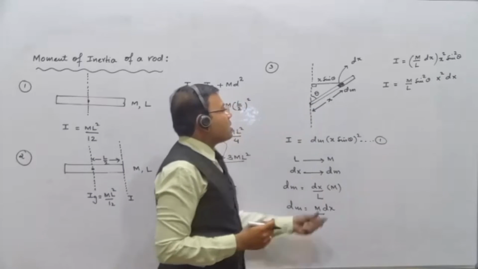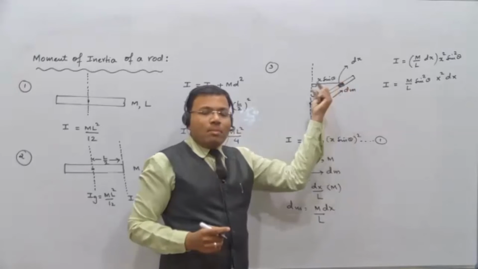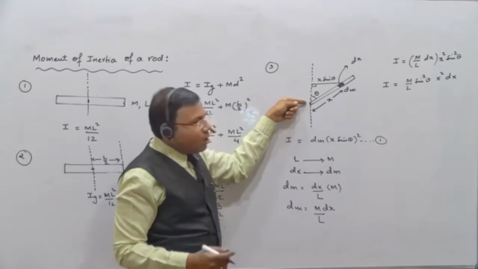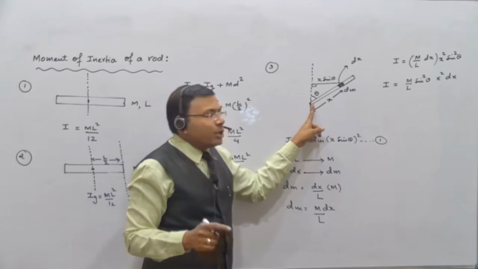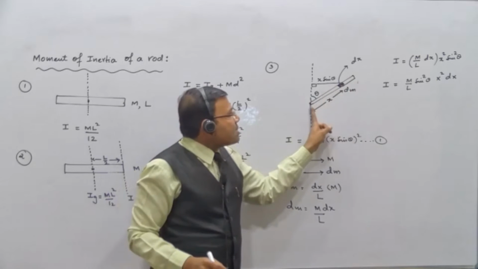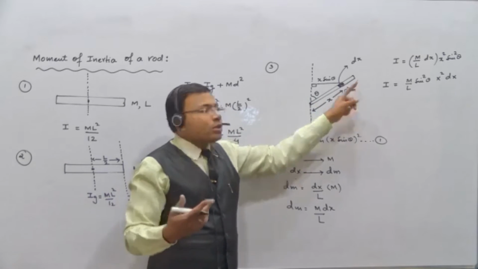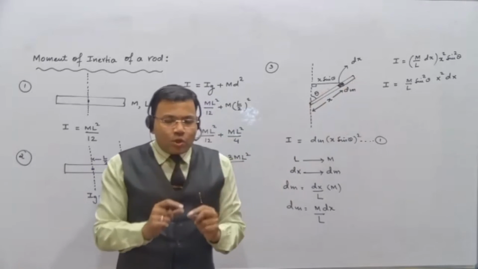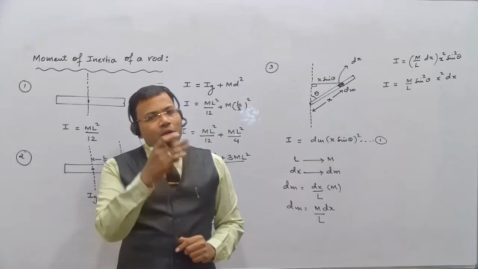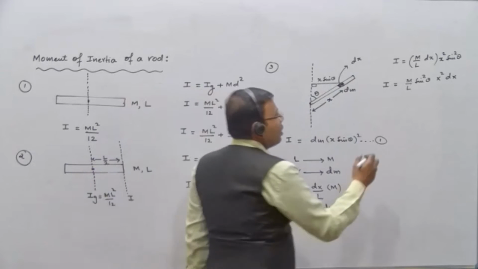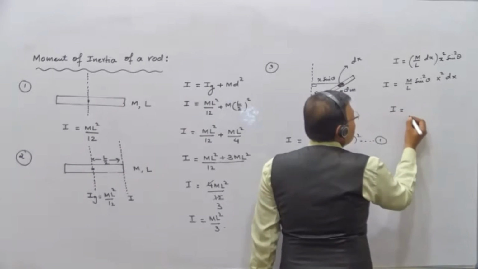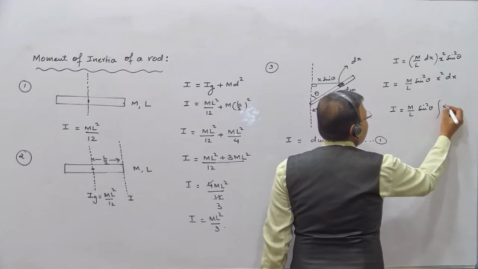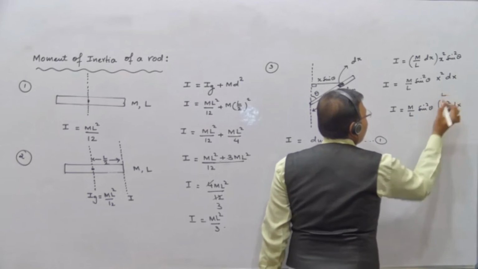Now students, this is the moment of inertia only for this part, but I want to calculate the moment of inertia for the entire rod, right? So here I start this length of the rod at 0, the starting limit, lower limit is 0, and the upper limit from here to here is L. So lower limit is 0, upper limit is L, and we will integrate this to get the complete moment of inertia. So I is equal to M by L sin square theta, integration of x square dx, from 0 to L. I'm integrating.